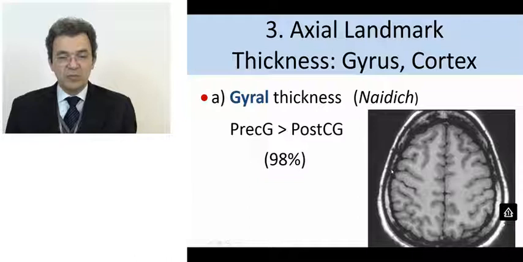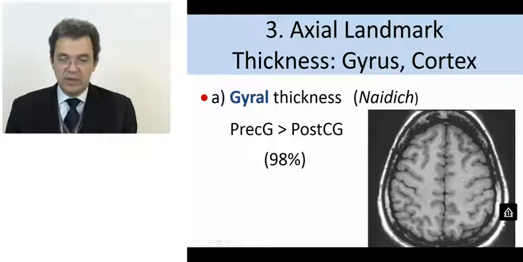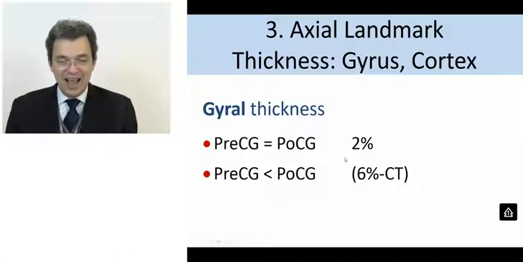So let's come to the third method, which uses characteristics of the precentral gyrus itself. The gyrus itself is thicker. The precentral gyrus is thicker than the postcentral gyrus in 98%. You sometimes can see it of equal size, it's very unusual, and to see it smaller the other way around would imply pathology.